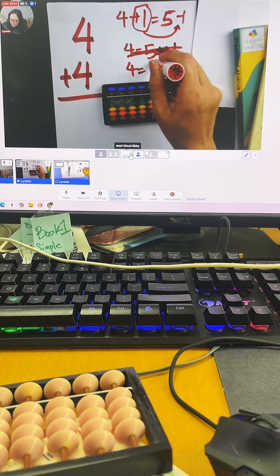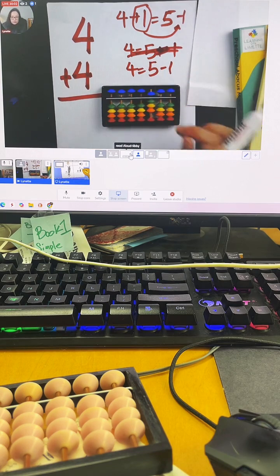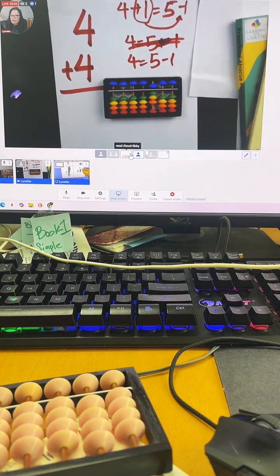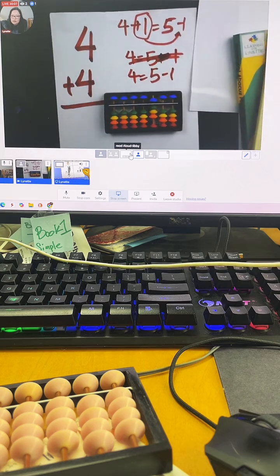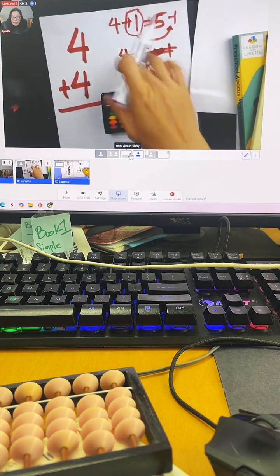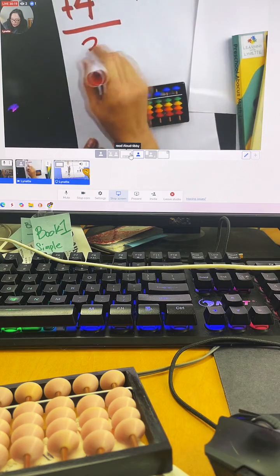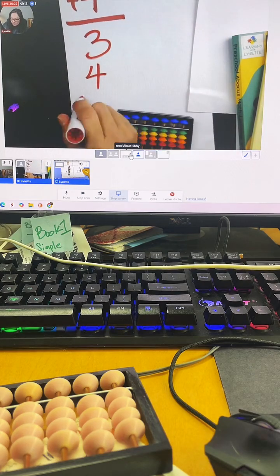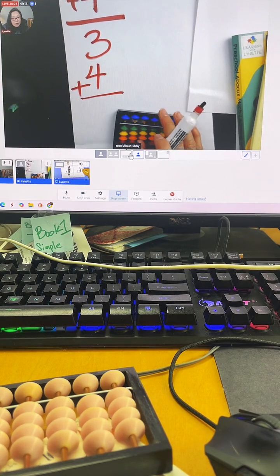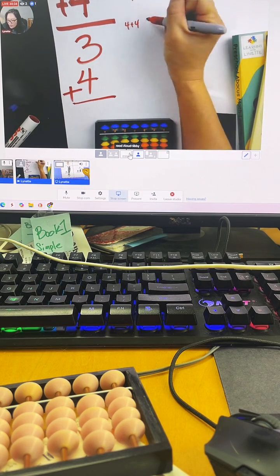So we do 4, and then we know 4 plus 1 is equal to 5. Right? Oh, there we go. 4 plus 1 is equal to 5. So what do we do? Well, we take this and we move it to this side. So it's a minus 1. So when we rewrite the question, it's 4 plus the 5 minus 1. Let me rewrite that. 4 is equal to 5 minus 1. So we add the 5 and we take away the 1. I don't know if you could see that.